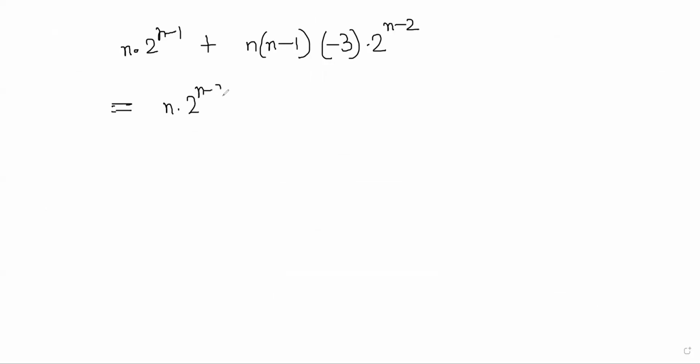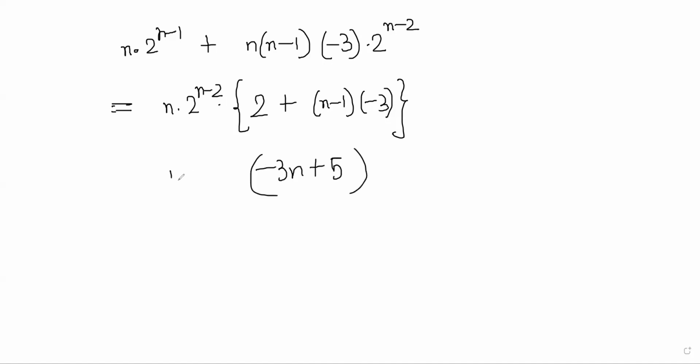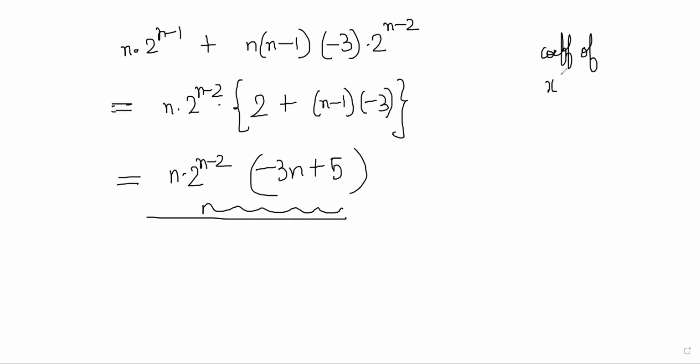So the overall coefficient of x cube is becoming n times 2 power n minus 1 plus n into n minus 1 into minus 3 times 2 power n minus 2, right? So we can say n times 2 power n minus 2 is common, and we'll get here 2, and we get a plus n minus 1 into minus 3, right? So this becomes minus 3n plus 3. So you get minus 3n plus 5, times n times 2 power n minus 2, right? So this is the coefficient of x cube in f of x whole power n.